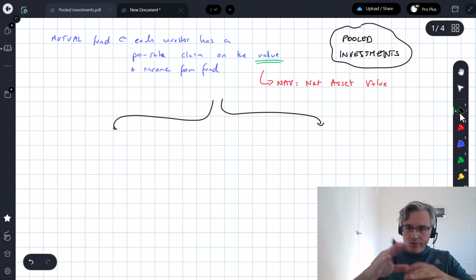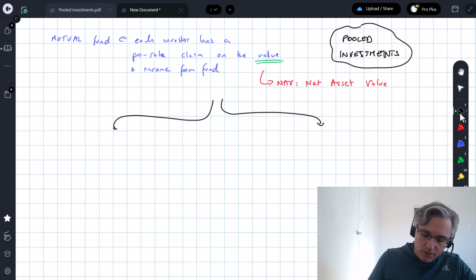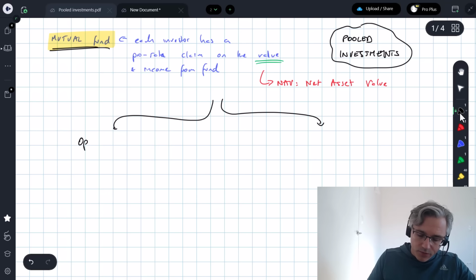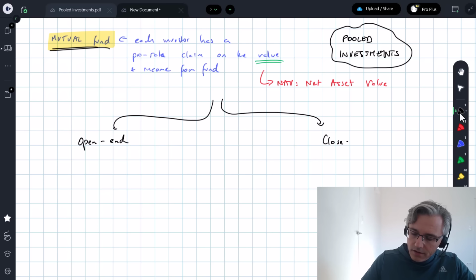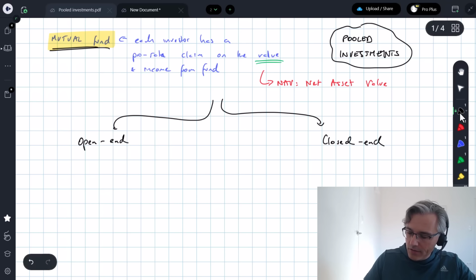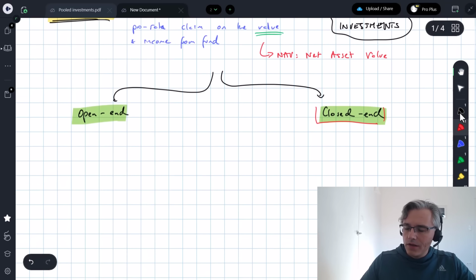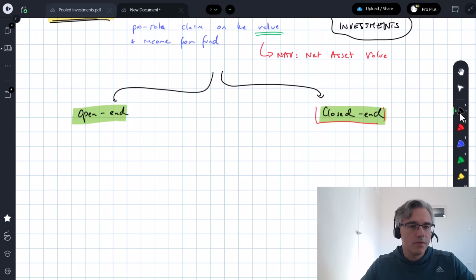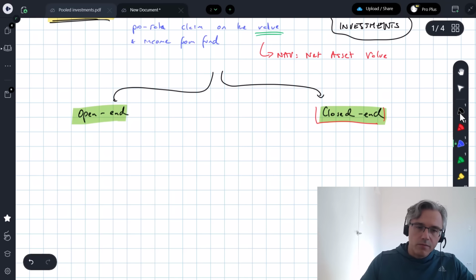Right, I've drawn two arrows here because I want to talk about the most typical mutual fund structures. These are open-end and closed-end funds. Now, closed-end funds, although they are a distinct category, they are nevertheless much less important in terms of their size in the investment industry. But we'll discuss both.